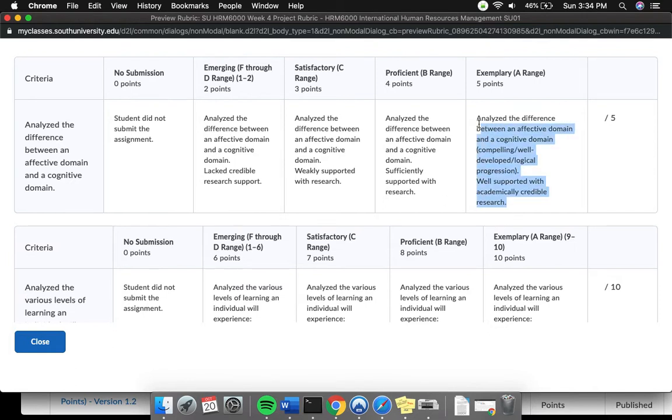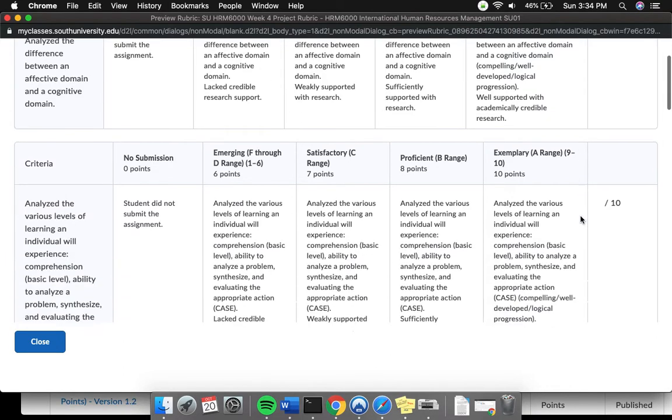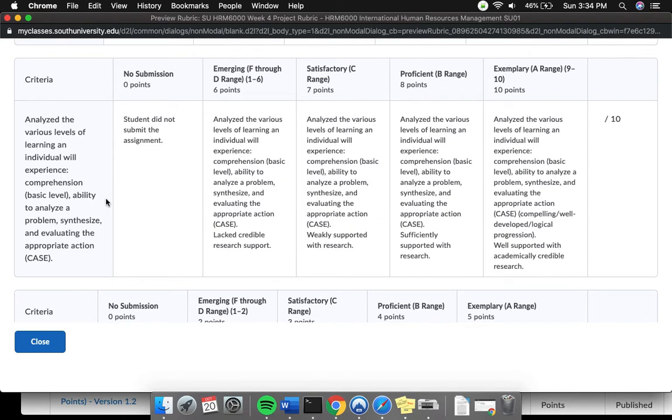Same thing. I'm not going to spend a lot of time on this because with the rubrics, you can see the pattern here. It's very similar. Address the first task, and support it with research. Here you're comparing and contrasting two different domains. So I'm looking at your ability to do that, and I'm looking for how successful you are at doing that.